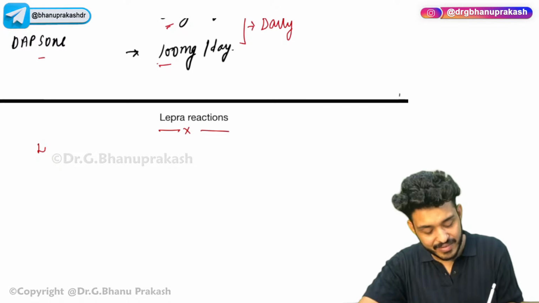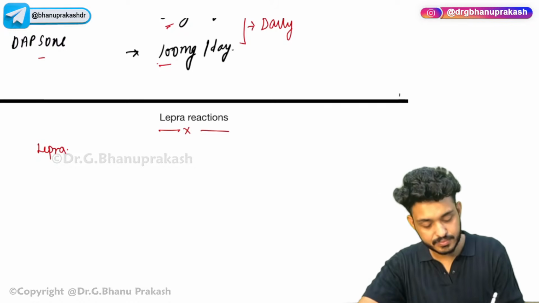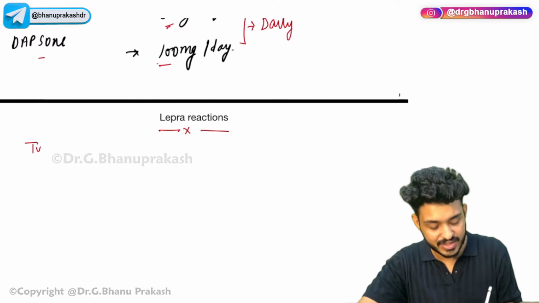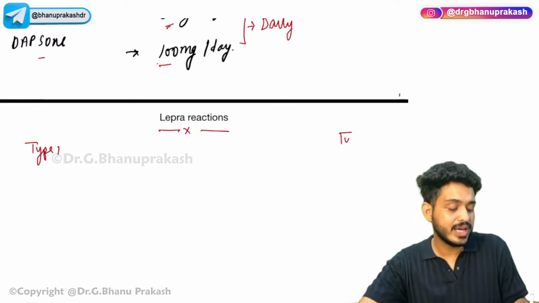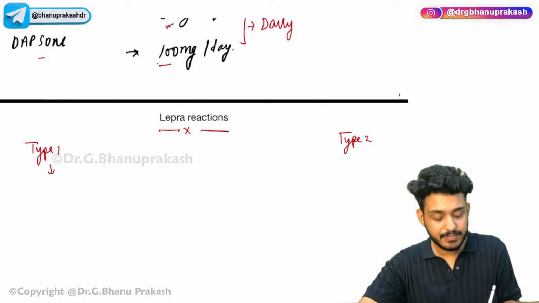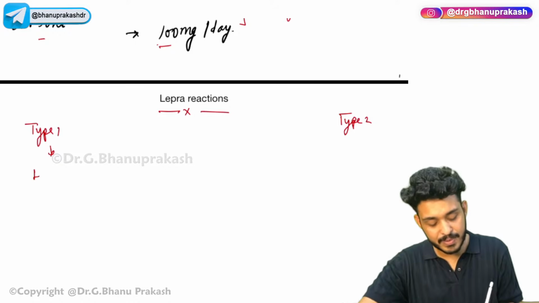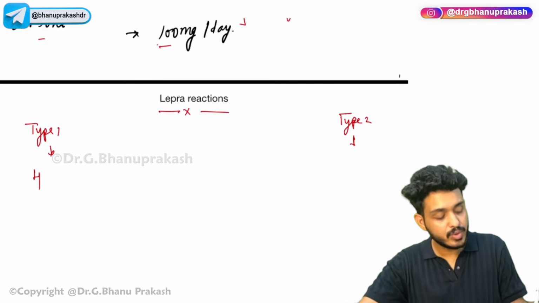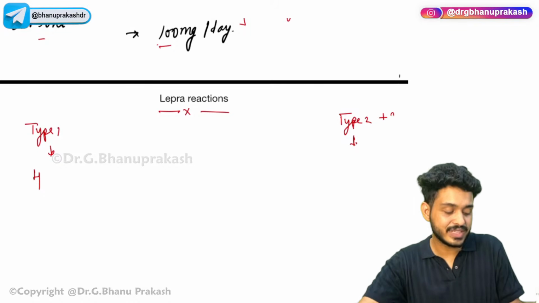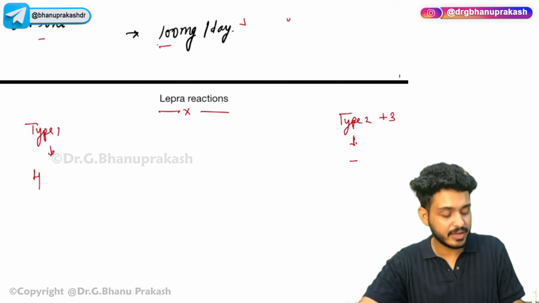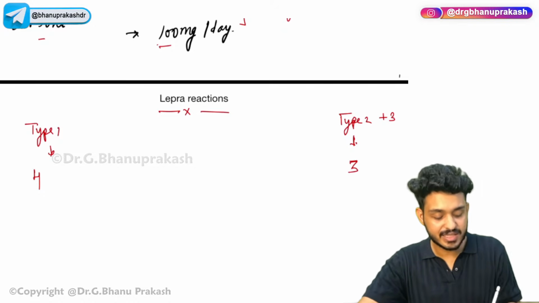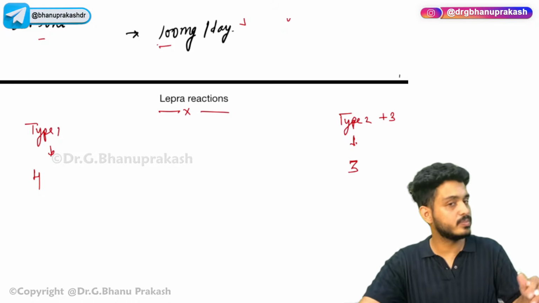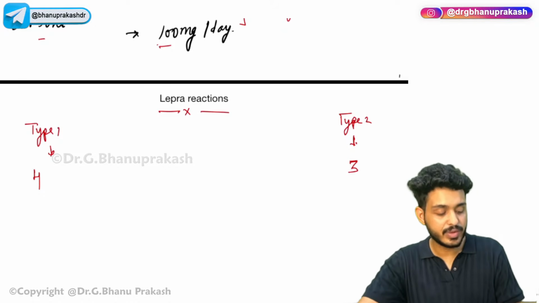Okay, so we are having type 1 lepra reaction. We are having two types of lepra reaction, type 1 and type 2. Type 1 will be having which type of hypersensitivity? Type 4. Type 2 will be having which type of hypersensitivity? Just add 3, that we need to make it 5. So that would be type 3 hypersensitivity. That is 1 plus 4, 5. 2 plus 3, that is 5. That is how you will be remembering this.